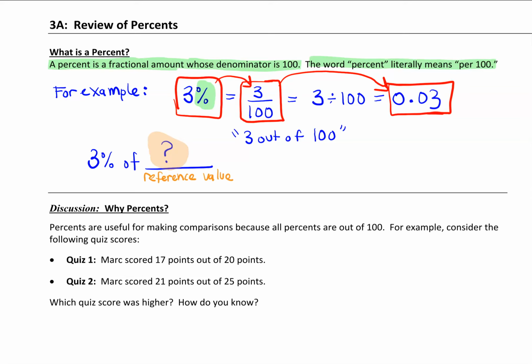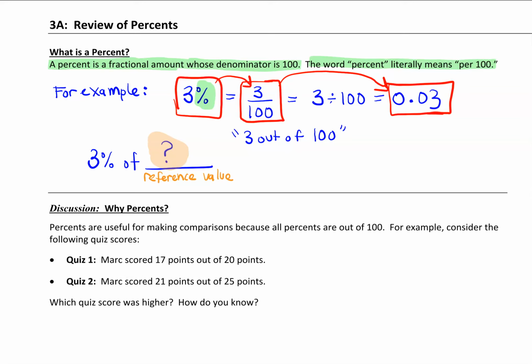Okay, and then that amount that we're taking a percent of is given a special name. It's called the reference value. So when you see 3% of, and you're like, what? 3% of what? That's your reference value. What are we referring to? 3% of $1? Then the dollar is my reference value. 3% of all American adults? All American adults would be my reference value. So you'll see that coming up in 3A.